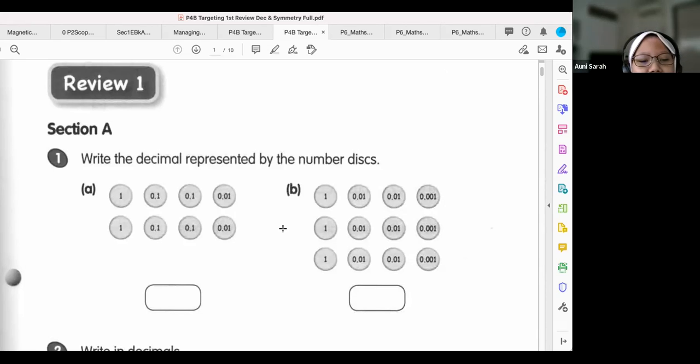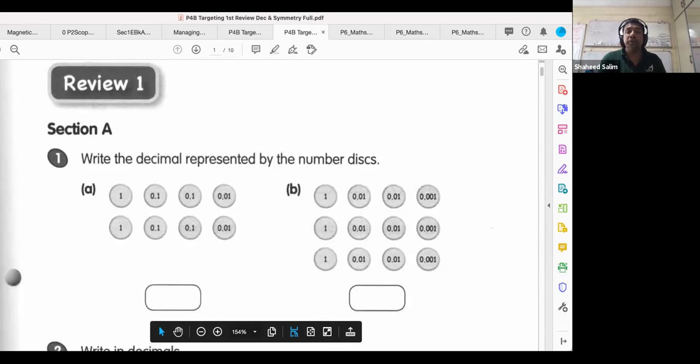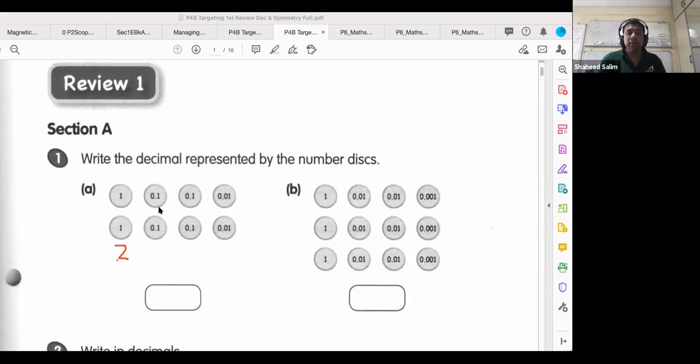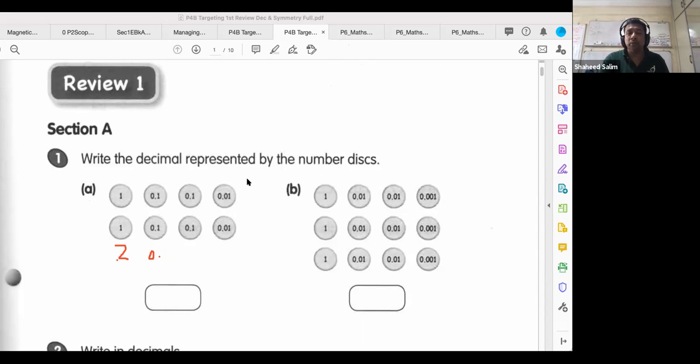I forgot. Okay, you count out of here. If you don't know, you count. What does it mean? 1 plus 1, 2. Then this one? 0, 1, 0, 1. 0.2. 0, 4. But 0.4, yes, not 0.2. Then the next one is 0.02.